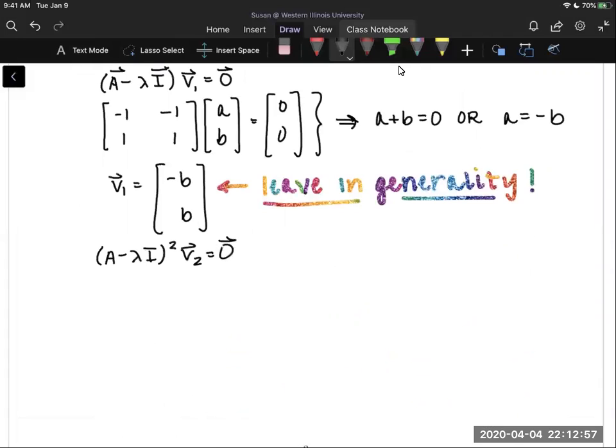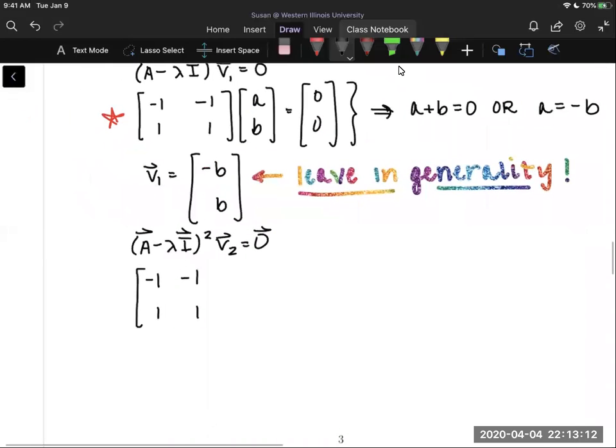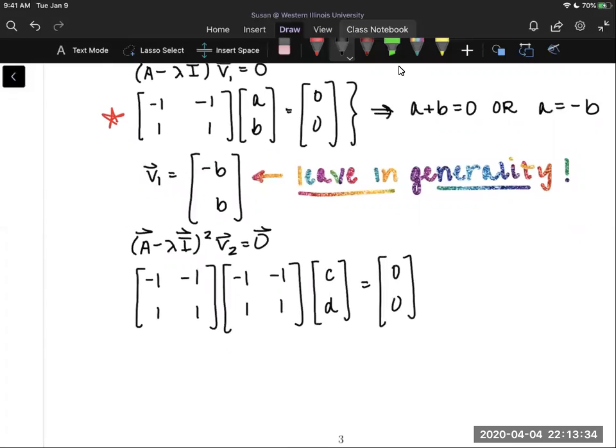So I want to find a V2 that satisfies this equation. A minus lambda I I already computed right up here, so let me recopy that. I want the matrix -1, 1, -1, 1, times itself, because I want it squared, times some V2, which I'm going to denote as CD. I want to find a vector CD that's going to satisfy this matrix equation. So let me go ahead and carry out this multiplication.